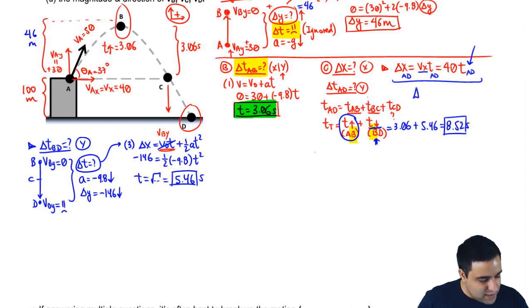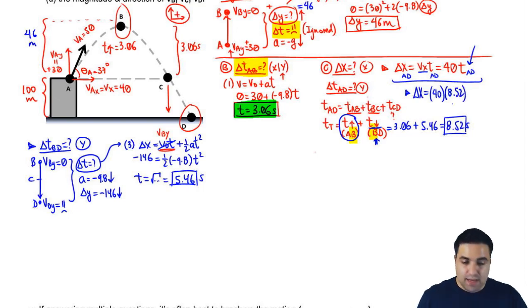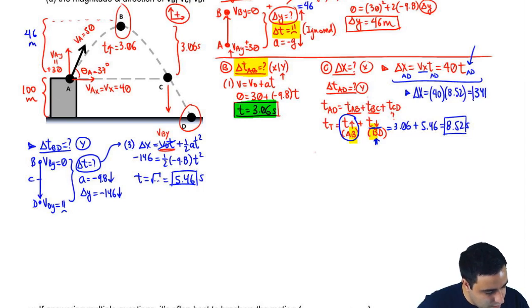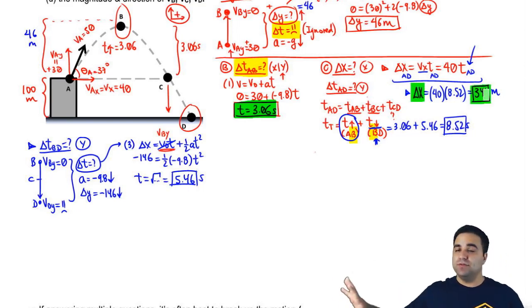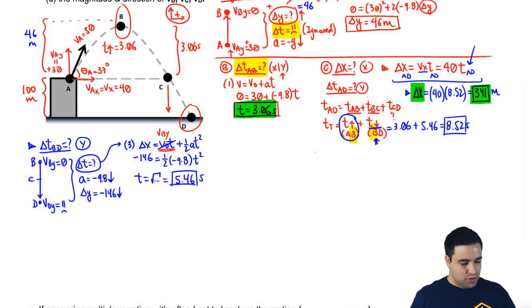Okay? Delta x total, let's wrap this up. Delta x total is Vx, which is 40, times the entire time, 8.52. And if you do this, this rounds to 341 meters. Okay, so this question is long and tricky because it asks for your total delta x. It never asked you for the total delta t, but you had to go get it. Okay, so that is part C.